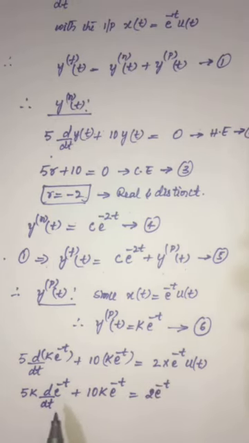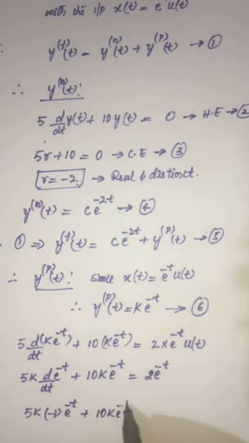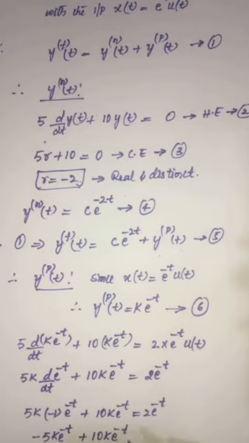Only thing that we need to do here is I need to differentiate this parameter. Therefore it is 5k into differentiation of e to the power of minus t is minus 1 into e to the power of minus t plus 10k e to the power of minus t is equal to 2 e to the power of minus t. Therefore this becomes minus 5k e to the power of minus t plus 10k e to the power of minus t is equal to 2 into e to the power of minus t.